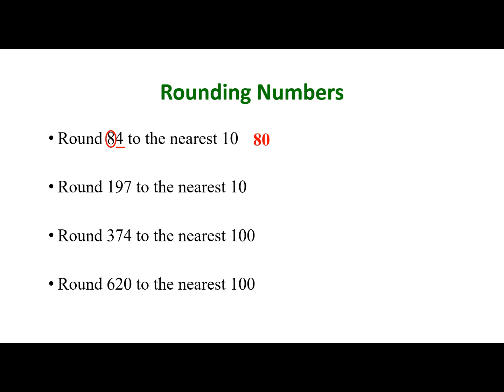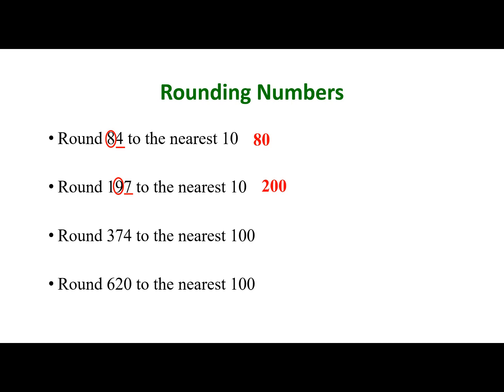Next, to the nearest tens place, that would be 9. We look to the digit right of 9, which is 7. Since 7 is more than 5, we round up. So since 9 rounds up, this becomes a 0, and this 1 becomes a 2. So our final answer becomes 200.